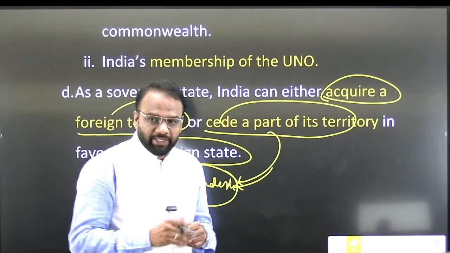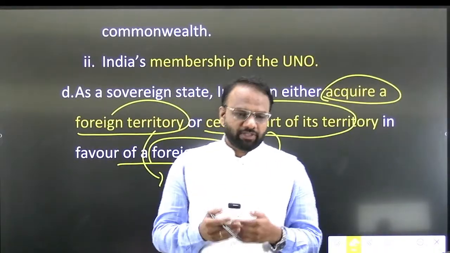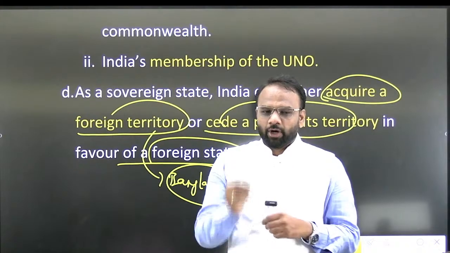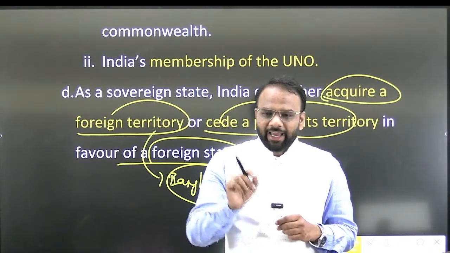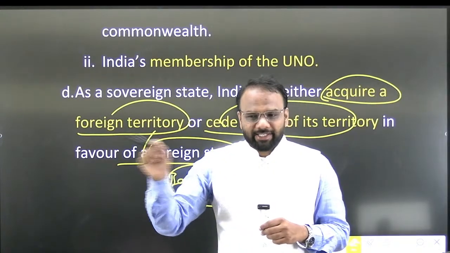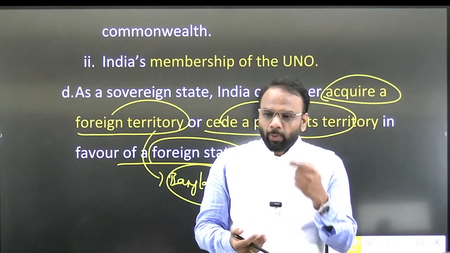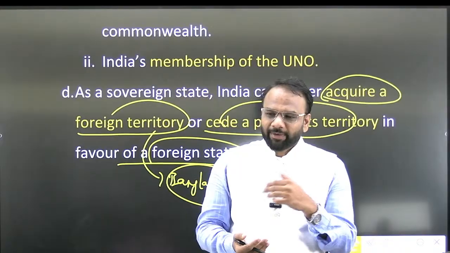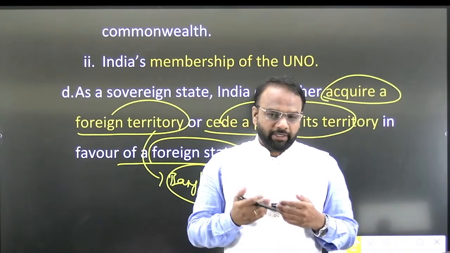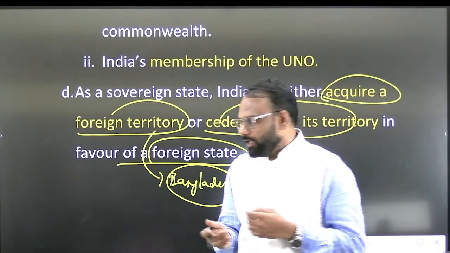In the examination, they will frame questions in this fashion. As a sovereign state, which of the following options India can exercise? Option 1, India can acquire foreign territory. Option 2, India can cede its own territory to another state. How many of the above are correct? Only 1, only 2, both 1 and 2, neither 1 nor 2. Both 1 and 2. This is how we should learn the content.